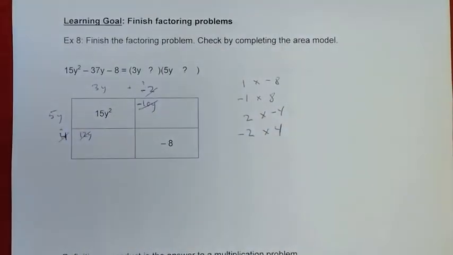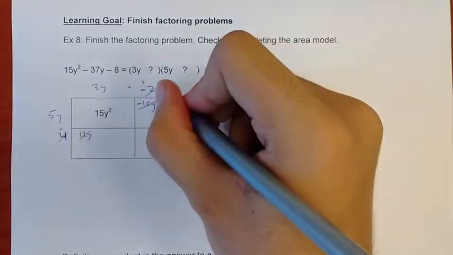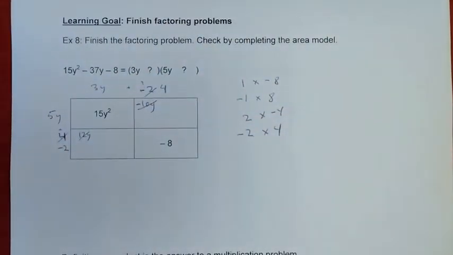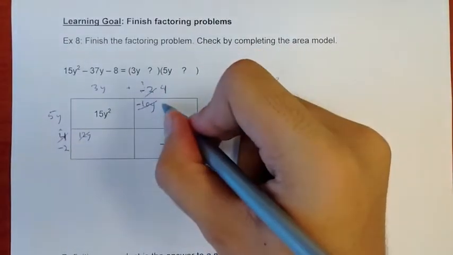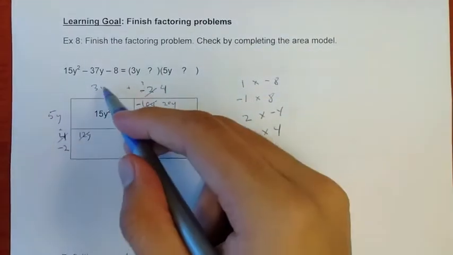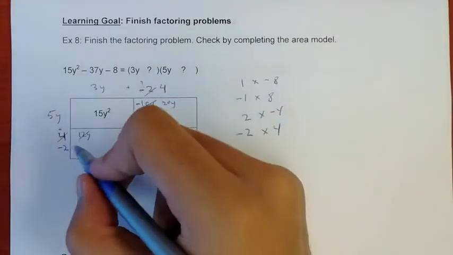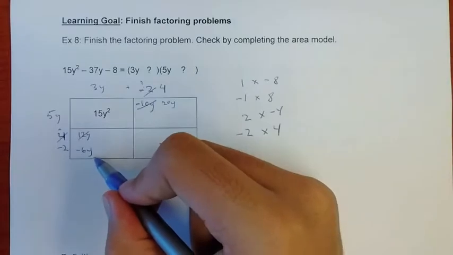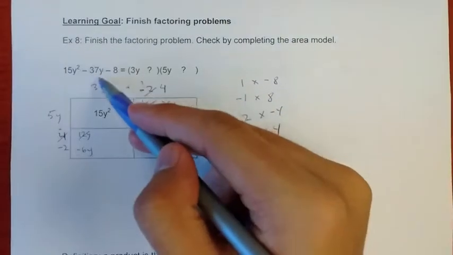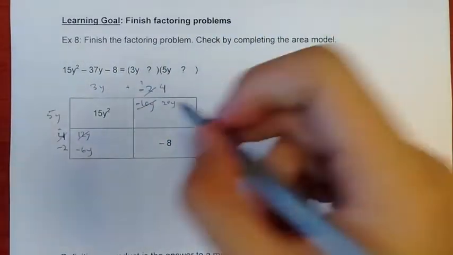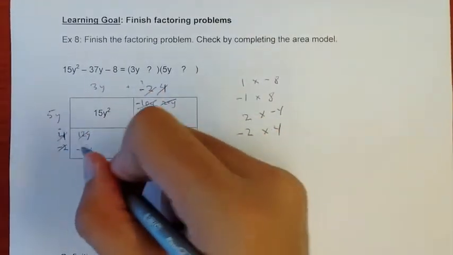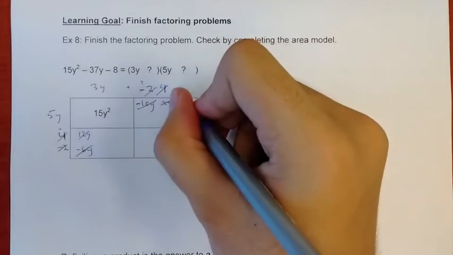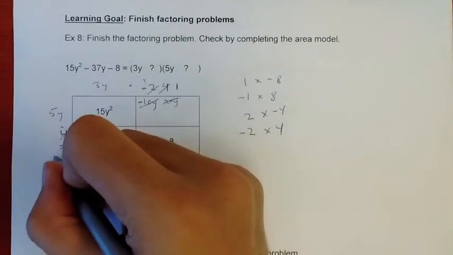And then we can try the reverse way. What if we put 4 here and negative 2 here? So 5y times 4 gives us 20y, and 3y times negative 2 gives us negative 6y, and 20y minus 6y gives us 14y, which is still not negative 37. So 4 and negative 2 is wrong as well. And next, we can try maybe 1 here and negative 8 here.